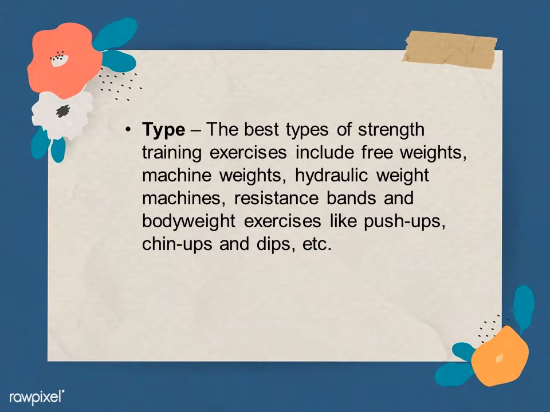And lastly, we have the type. The best types of strength training exercises include free weights, machine weights, hydraulic weight machines, resistance bands, and body weight exercises like push-ups, chin-ups, and dips.